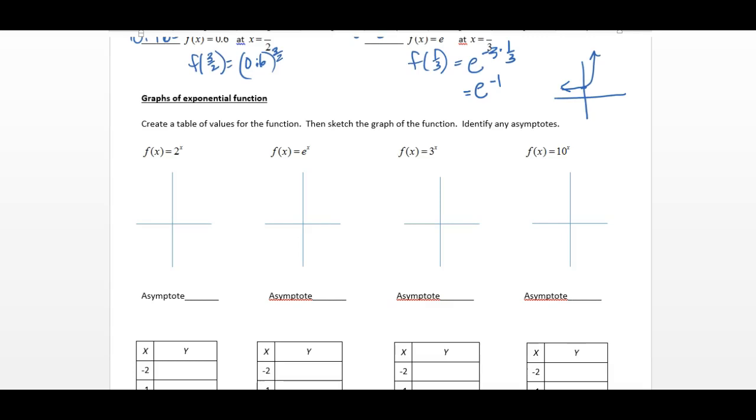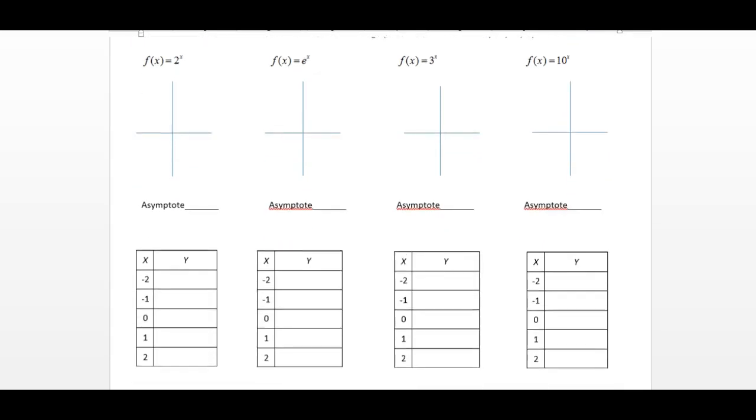You're going to use what you know about exponents to create a table of values, graph the exponential functions, and determine the asymptote. So let's do this. 2 to the negative 2 power. You may or may not remember what the negative power does, but it basically puts it in the denominator. So 2 squared in the denominator, so this is 1/4. Negative 1 power would be 2 to the negative 1, which is 1/2.